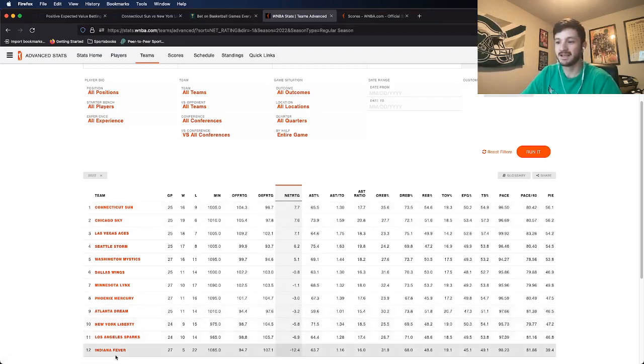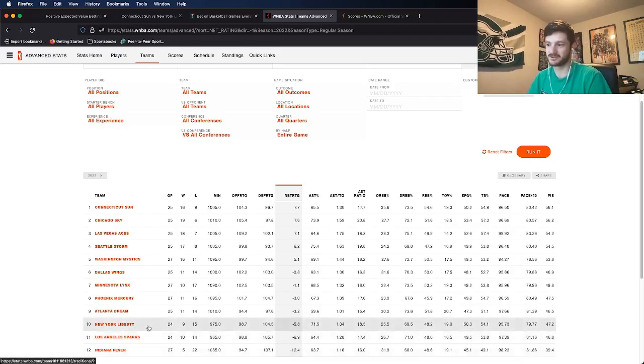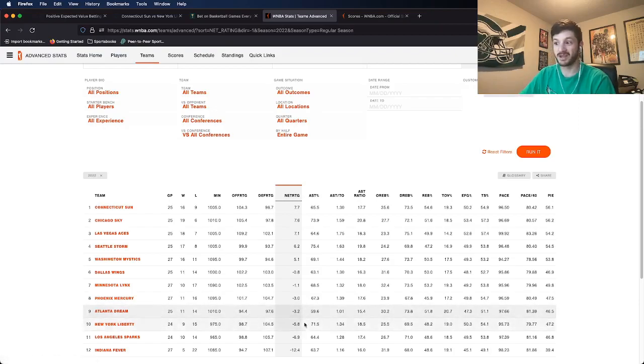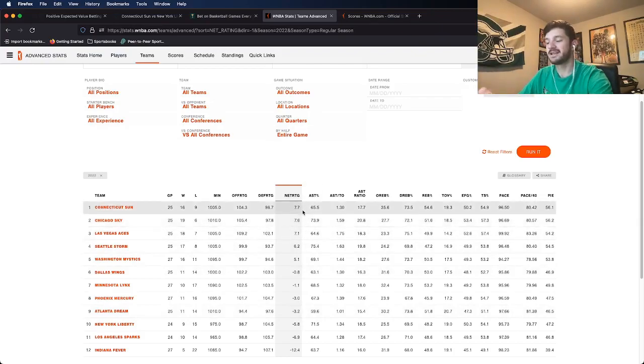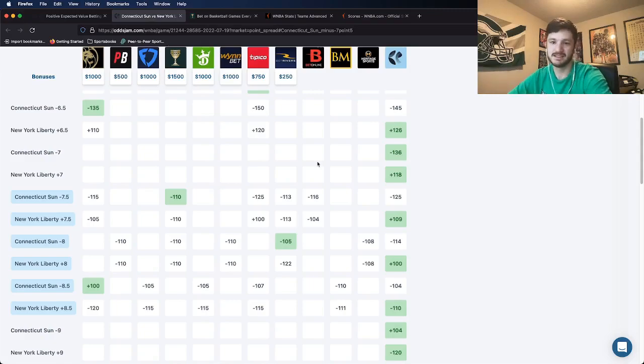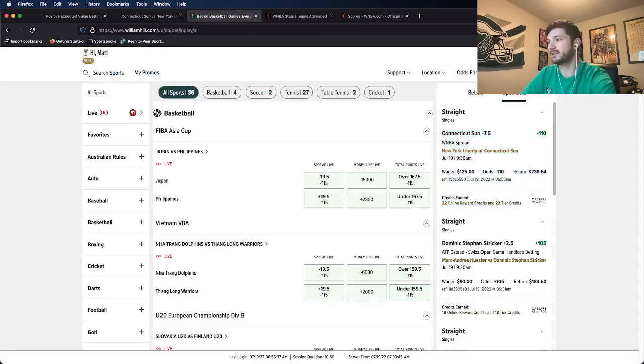Now, they're not quite as bad as the Fever, or the Sparks, but they're 10th, and there's a pretty sizable gap between them and the ninth place team, the Atlanta Dream. So the spread at 7.5 is a little bit high, which obviously bakes in the talent gap between these two teams. But based on the net rating difference, the talent gap, and the gap in terms of what other sportsbooks have the spread priced at, I put the full 5-unit McSlam on the Sun at -110 odds. I put 125 on it, full 5-unit McSlam, and that's going to be it.